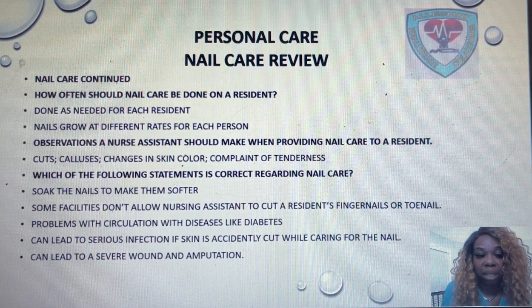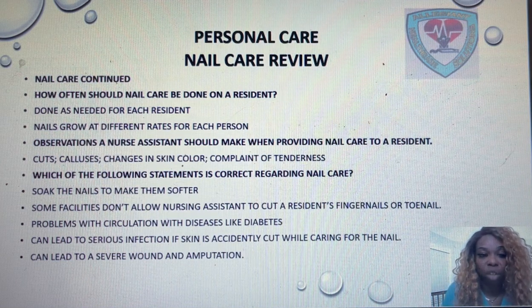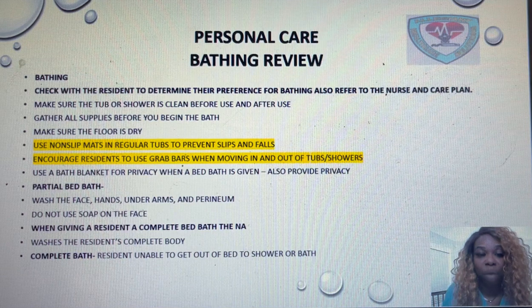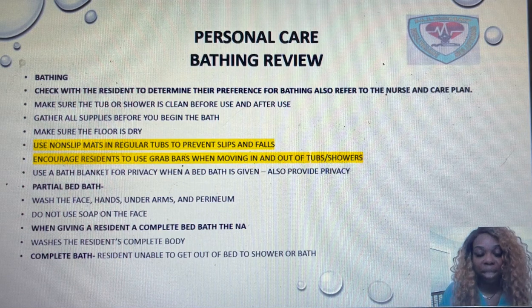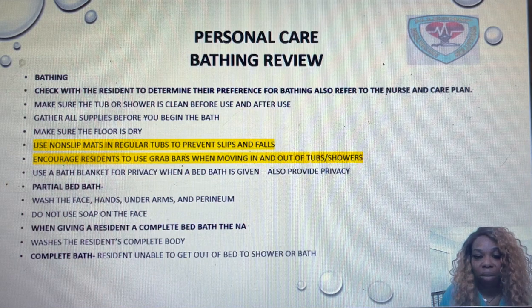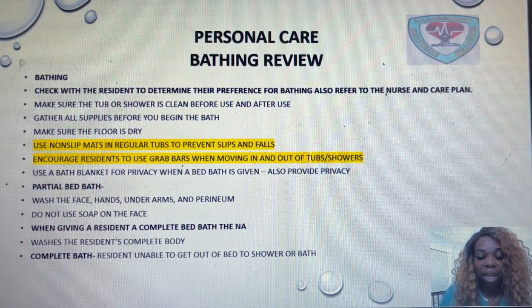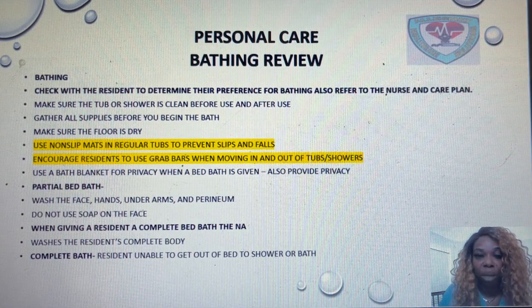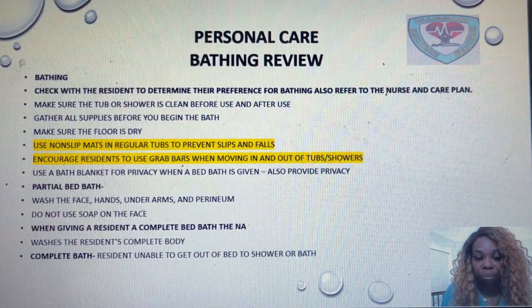And so the skin that is compromised can lead to a severe wound and even amputation for a resident that is diabetic. So you always want to check the care plan to make sure that it is okay for you to perform nail care. Some residents with certain disease processes, you cannot provide nail care for them. Some facilities have a podiatrist come in and provide nail care for residents who have diabetes or illnesses that cause delayed healing or decreased circulation.